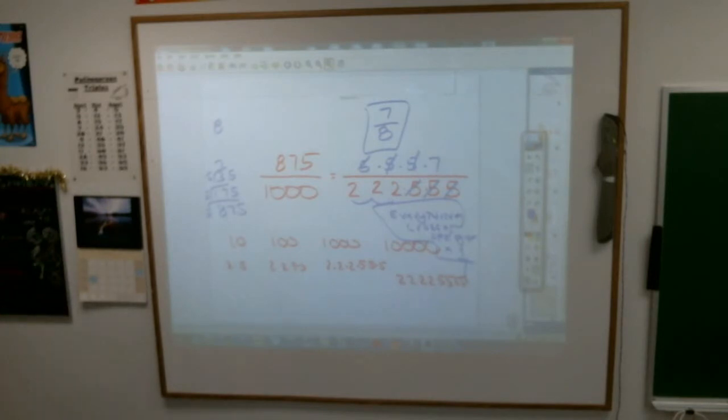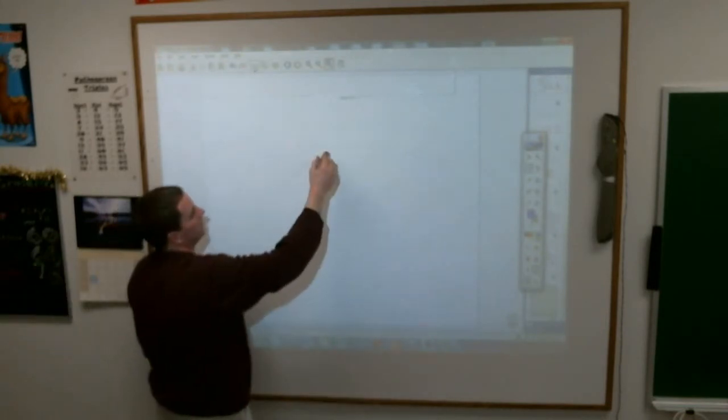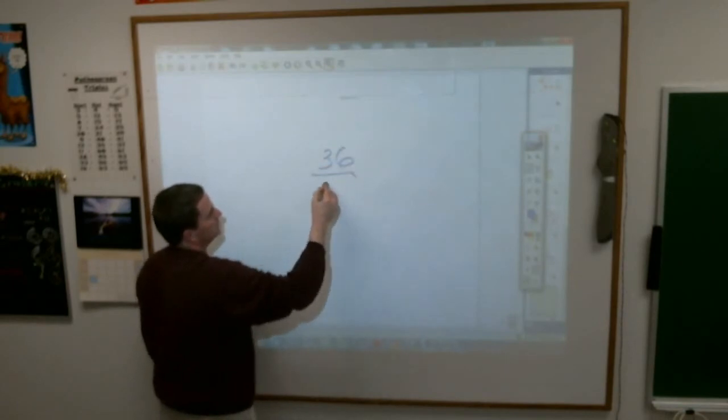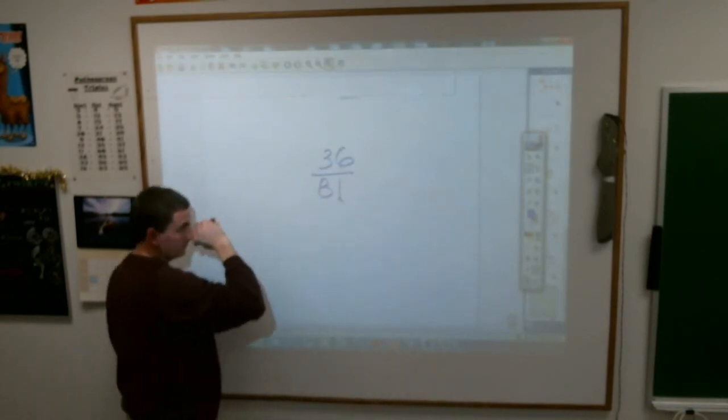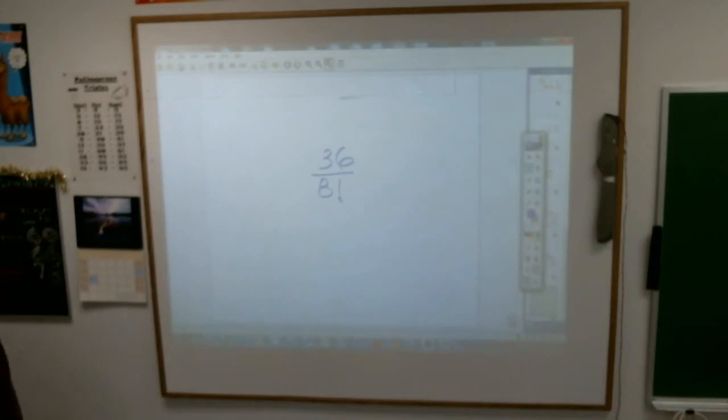Now, time for you to try one. How about this one? 36 over 81. Do this one for me and then we'll move along. Prime factorize those and then cross cancel those. Please. 36 over 81.